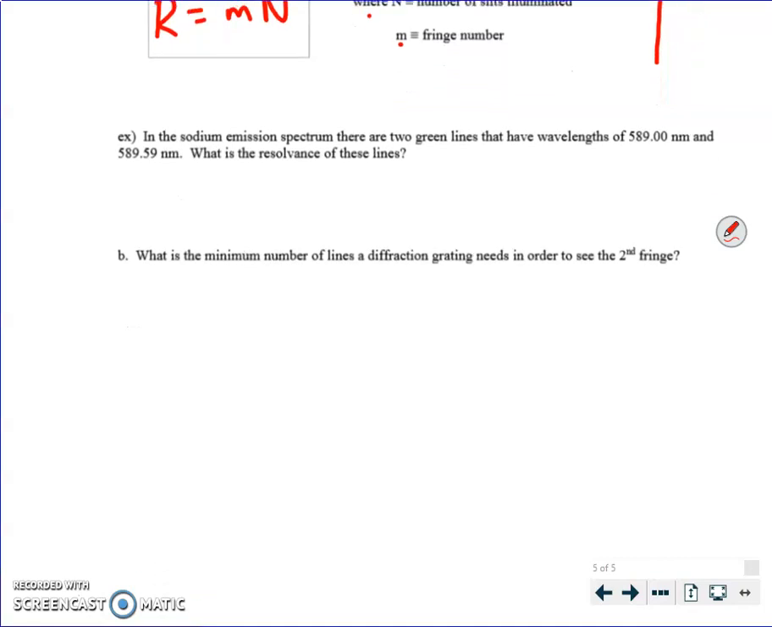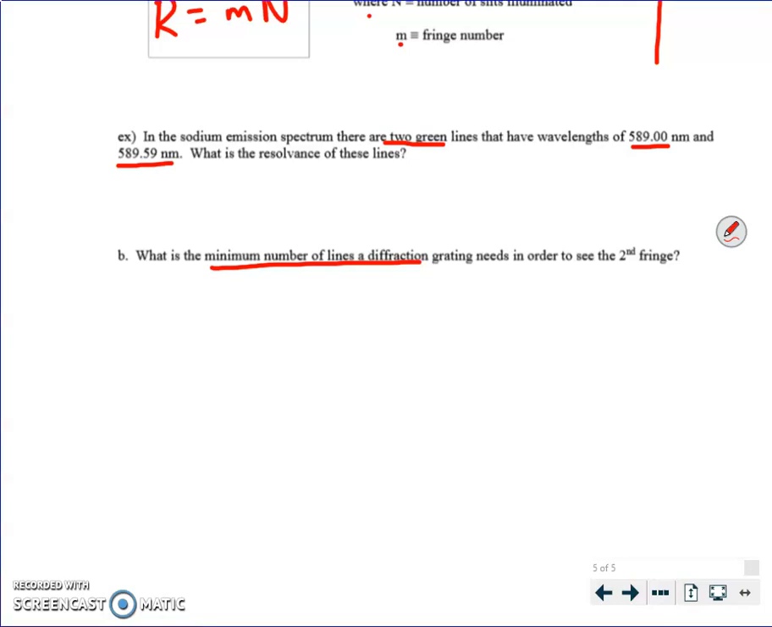So let's do a quick little example. Let's say we have a source of sodium. It is put under high voltage, which causes excitation of the electrons in the atom, and there are a multiple number of lines. We're interested in 2 green lines that have very precise wavelengths, 589.00 and 589.59 nanometers. We could ask what is the resolvance. Why we care is ultimately what is the minimum number of diffraction grating lines that we need to be able to distinguish between them.